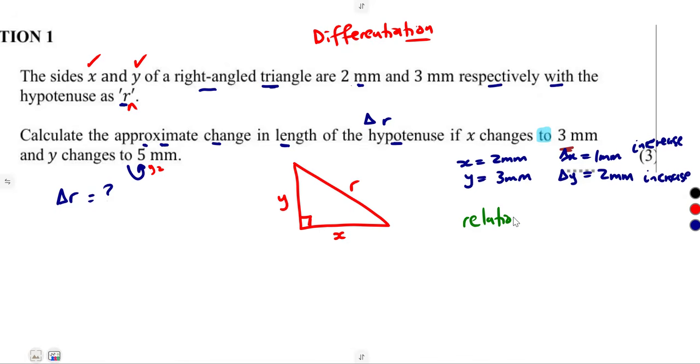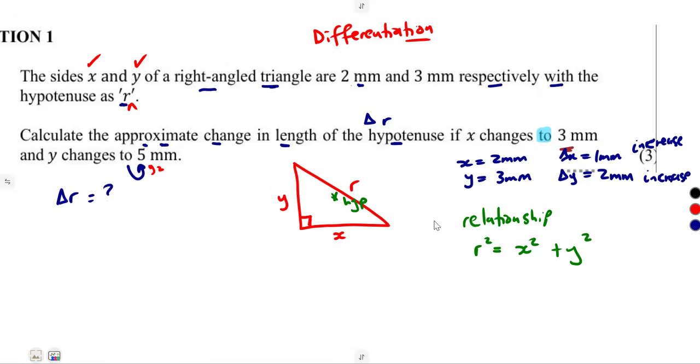So you're going to find a relationship. In most cases you'll be given one, but on a right-angled triangle, they are not going to give you this, because they expect you to understand the relationship between the hypotenuse and the two shorter sides. Remember, our hypotenuse squared is equal to the sum of the squares of the two shorter sides, which is x squared plus y squared.